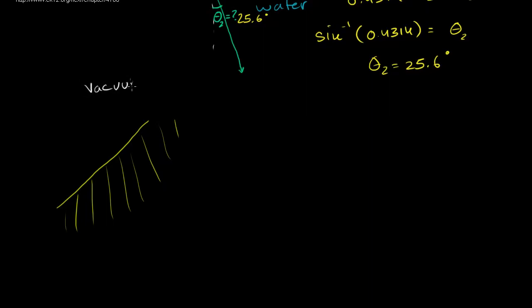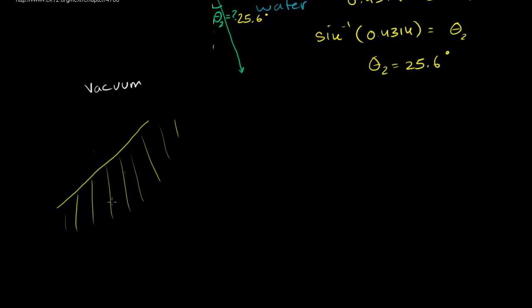This is a vacuum right over here, or pretty darn close to a vacuum. And I have light coming in at some angle, just like that. Let me drop a vertical. So it's coming in at some angle. Actually, let me make it interesting. Let me make the light go from the slower medium to the faster medium, just because the last time we went from the faster to the slower. So it's in a vacuum.